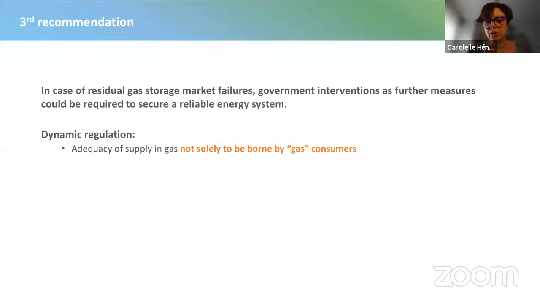And in a dynamic regulation, there's still a need to have this adequacy of supply. And that adequacy, if it's to find a way we can have this massive electrification at the end, means finding a way that the gas consumers are not the only ones who pay. So there's also a question around the adequacy of supply and who will be the one who would have to support this kind of remuneration. So thank you very much. I hope it was clear enough. Thank you.